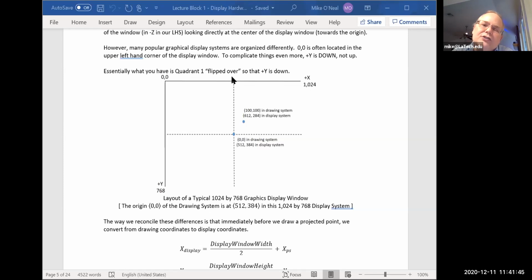Well, 512. So 0 in X is 512. What about Y? Well, Y is even a little bit more complicated. Well, 0 is not so complicated because 0 is halfway. So what's half of 768? Well, that's 384. So 0, 0 in the drawing system is 512, 384 in the display system. And that's where the pixel has to be lit up.